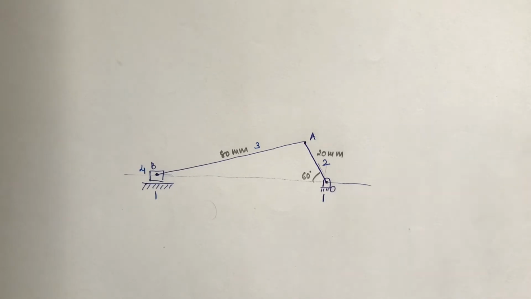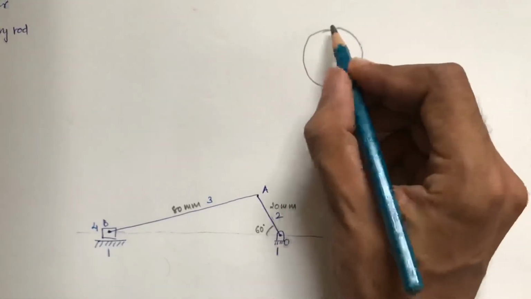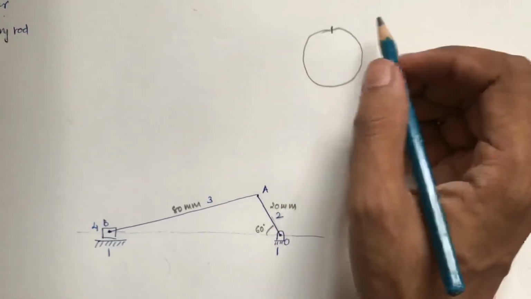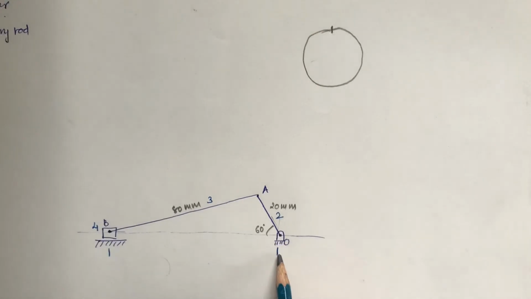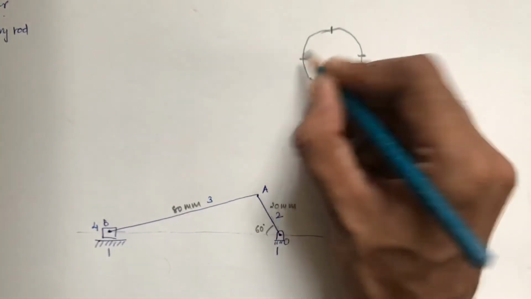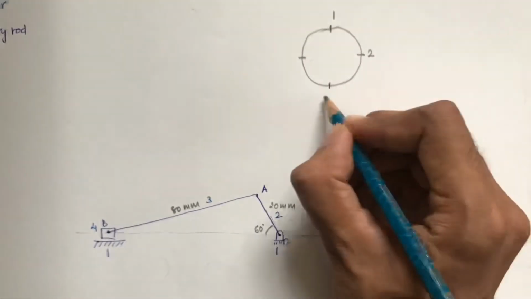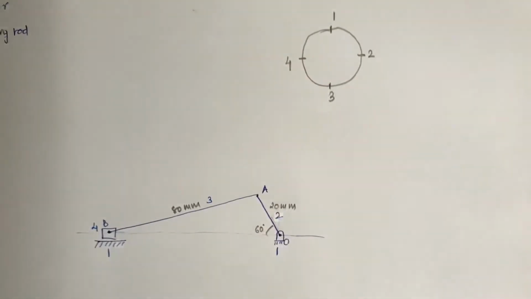After that, draw a circle of arbitrary radius and divide that circle into n equal parts. N represents the number of links. Here there are a total of 4 links, so divide this circle into 4 parts. It may be equal or unequal, but 4 parts are required. Let's say here it is the first part, second, third, and finally fourth.